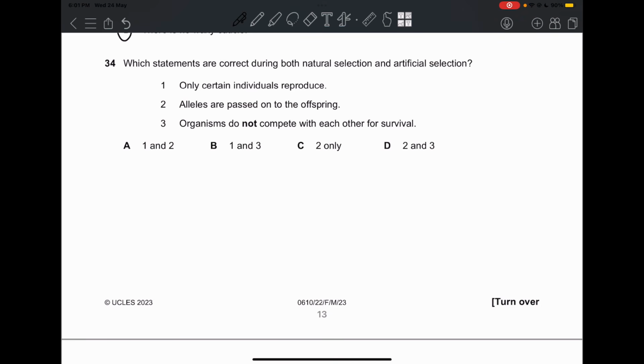If the organism is adapted to live in its new environment, or it's adapted to be in competition with others, it's going to survive. So it is based on competition. So 3 is incorrect. So our answer is going to be A, 1 and 2 only.